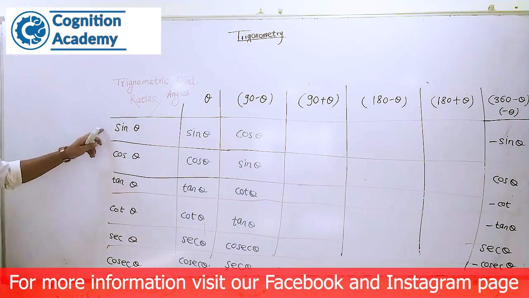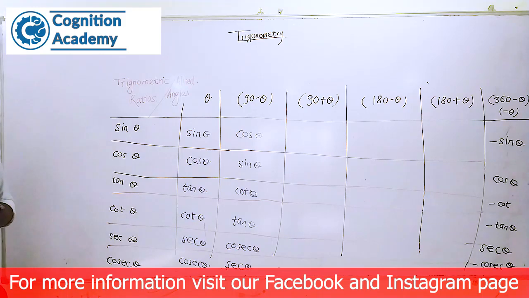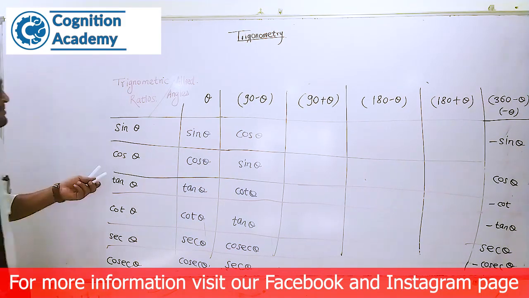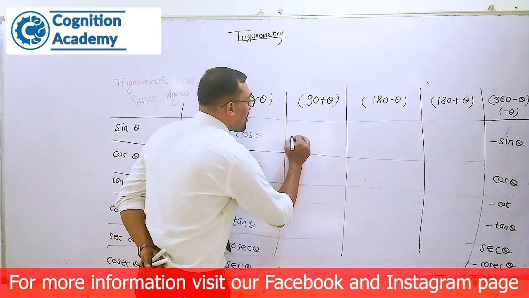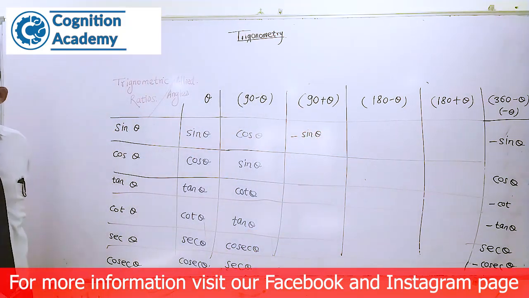Now next, sine of 90 plus theta. Sine of 90 plus theta becomes minus of sin theta.